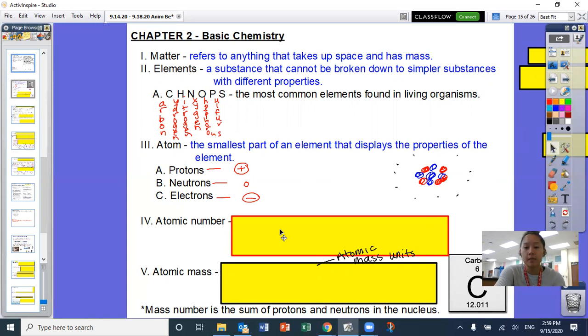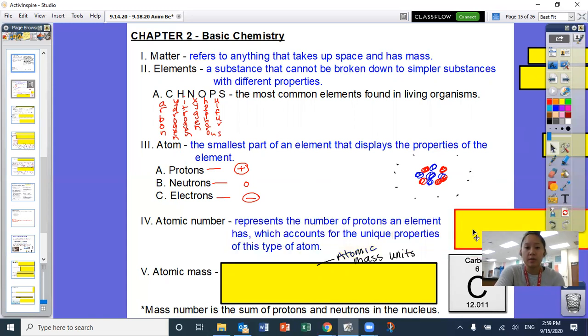Now here we have atomic number, which is important because the atomic number represents the number of protons an element has, which accounts for the unique properties of this type of atom. Every single element has an atomic number, and the atomic number is the exact same number as the number of protons, aka the number of positive charges in the center of the atom. We recognize all of these elements based on their proton counts, and their proton counts are what make them unique from one another and make them have different properties, behave differently, and interact differently.